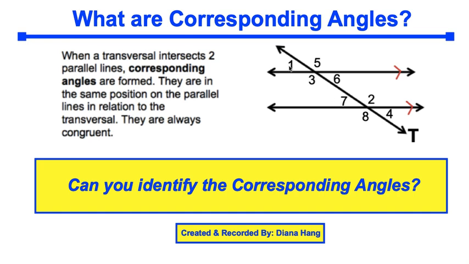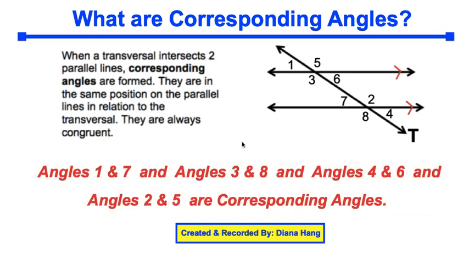However, angle 1 and 7 are not the only corresponding angles. There are more. Can you identify the others before I reveal the answer? Let's see if you are correct. Angles 1 and 7 I just mentioned. Also angle 3 and angle 8. They are corresponding. Angle 4 and also angle 6 are corresponding. Last but not least, angle 2 and angle 5 are corresponding.